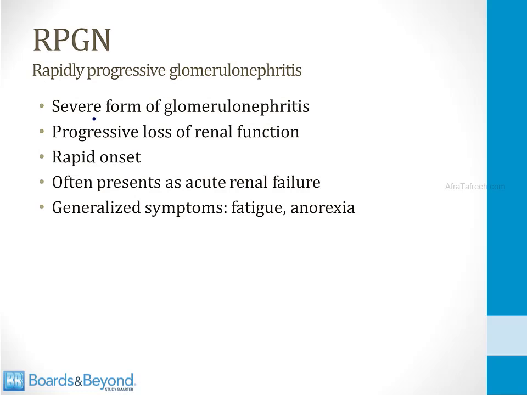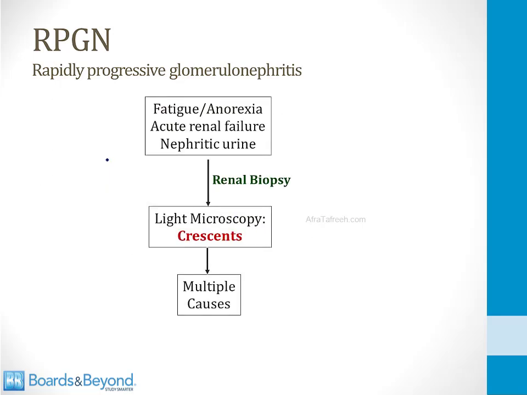So I've summarized these points on this slide. RPGN is a severe form of glomerulonephritis. In other words, a severe form of inflammation in the kidneys. It results in progressive loss of renal function. The onset is rapid, and it often presents as acute renal failure with generalized symptoms of renal failure like fatigue and anorexia. I've seen a number of patients with this disorder in my career. As I said before, they usually present with generalized symptoms from renal failure like fatigue and anorexia.